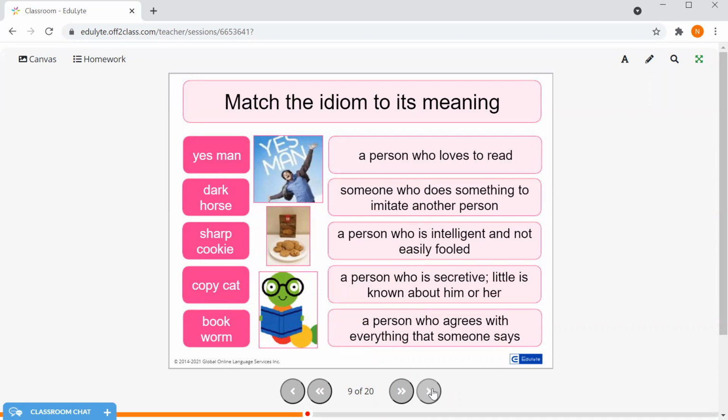First option, yes man. If you are in the corporate world, you might have heard about it. Yes man would mean a person who agrees with everything that someone says.